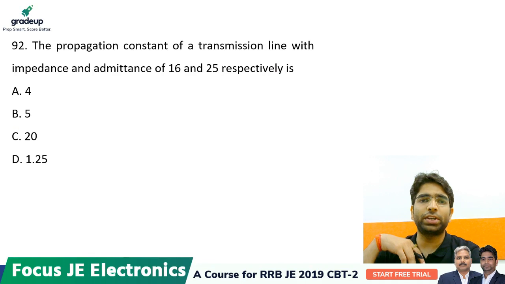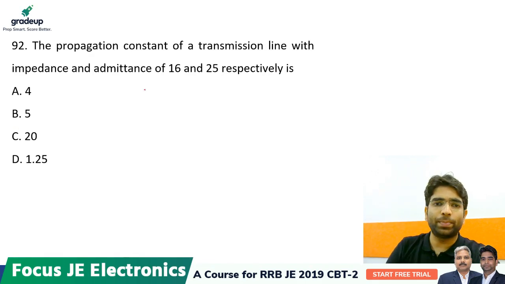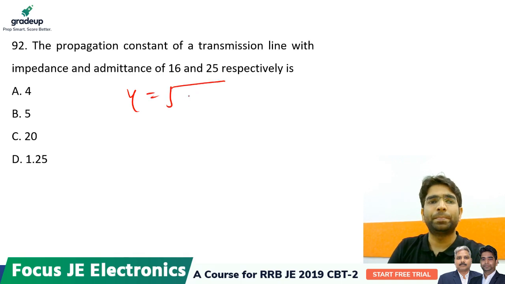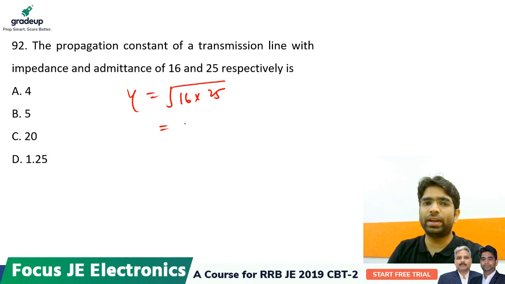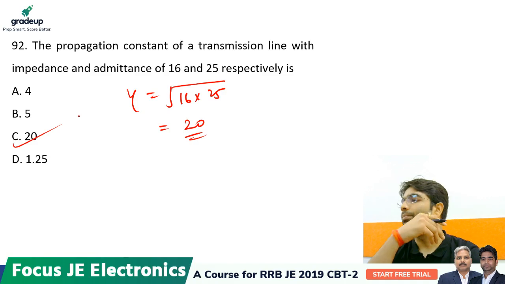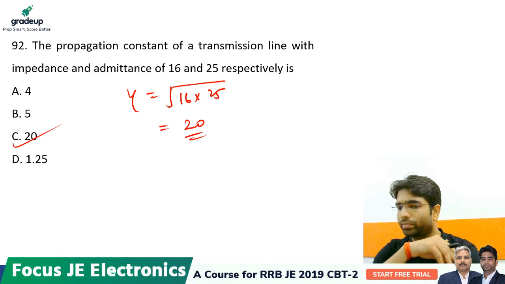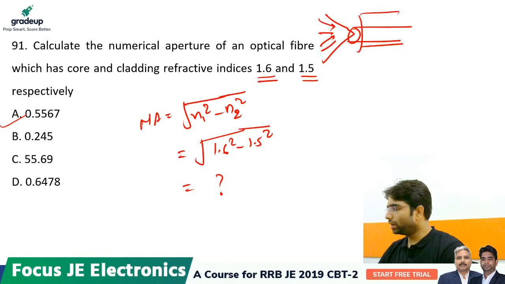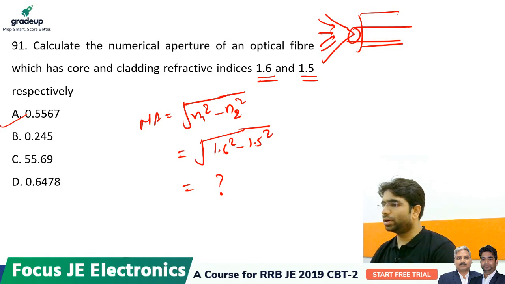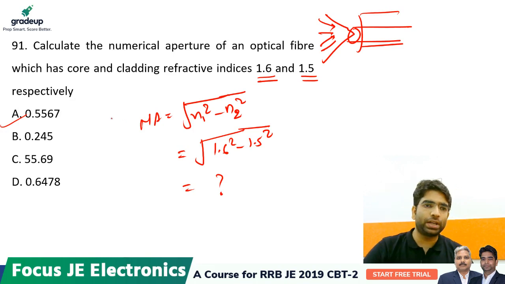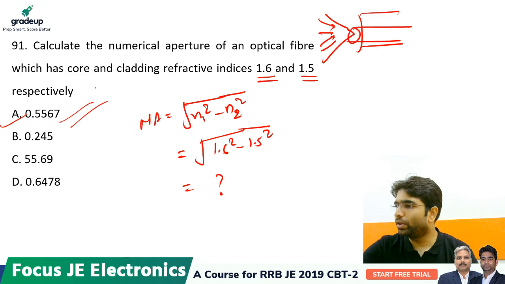Now, the propagation constant of a transmission line with impedance and admittance shown to you. What is the propagation constant? It will be gamma. Impedance is 16, admittance is 25. 16 into 25, tell me. 420, option C. Wait, in the previous question the answer mismatch is there. Few of you are confused. It will be option A. Try to verify your answers.